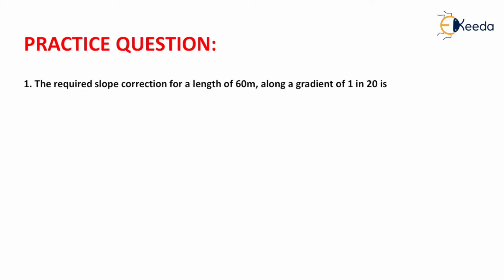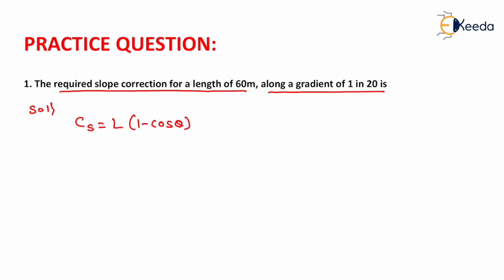Question is given as: the required slope correction for a length of 60 meter along a gradient of 1 in 20 is. Now we need to find the slope correction, which will be equal to L(1 - cos θ). Here the value of L is 60 meter. Now we want to compute the value of cos θ.